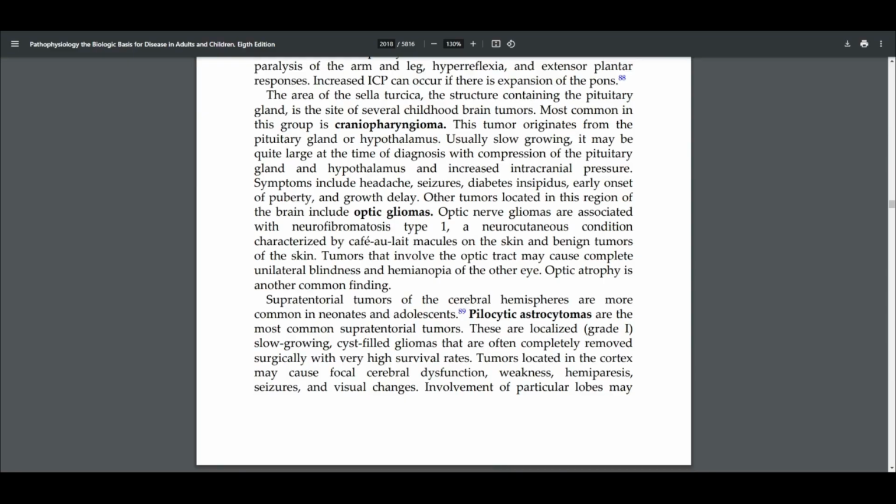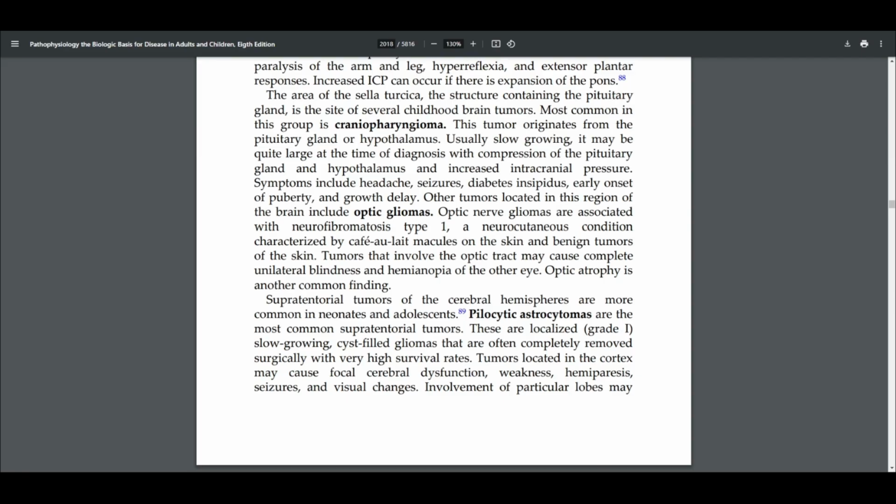The area of the sella turcica, the structure containing the pituitary gland, is the site of several childhood brain tumors. Most common in this group is the craniopharyngioma. The tumor originates from the pituitary gland or hypothalamus. Usually slow growing, it may be quite large at the time of diagnosis, with compression of the pituitary gland and hypothalamus, and increased intracranial pressure. Symptoms include headache, seizure, diabetes insipidus, early onset puberty, and growth delay.